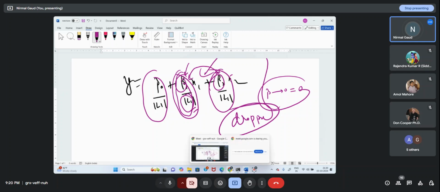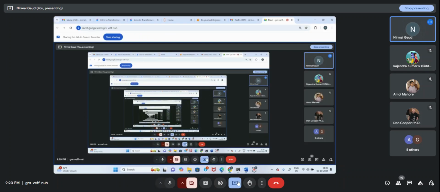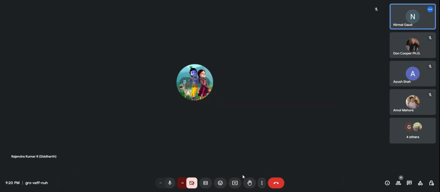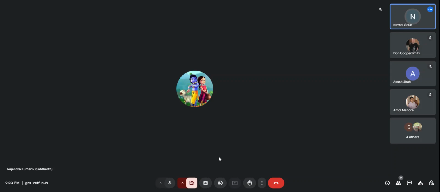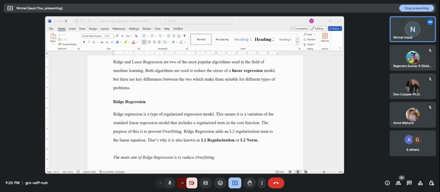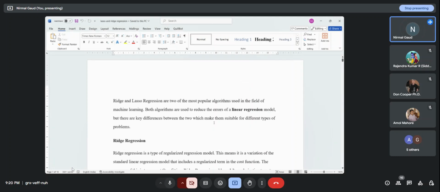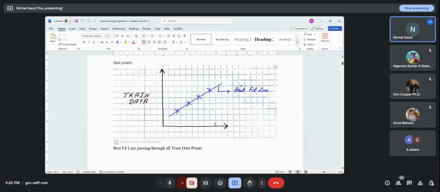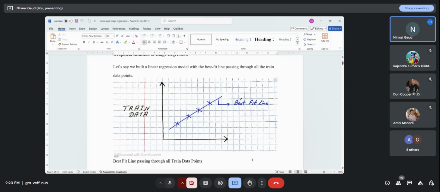I will be talking more on this, because regularization is a very interesting topic. Let me share this again. Okay, very important topic, regularization. And I hope you understood polynomial regression today.